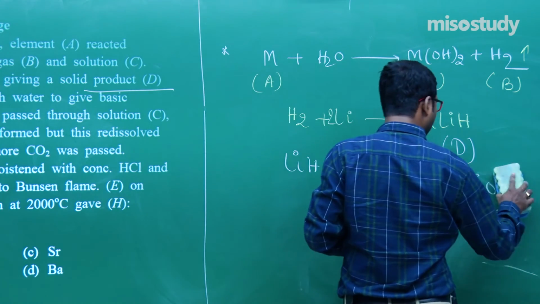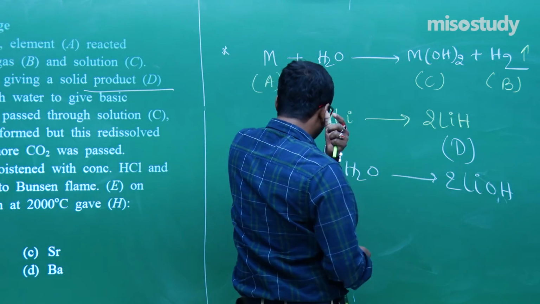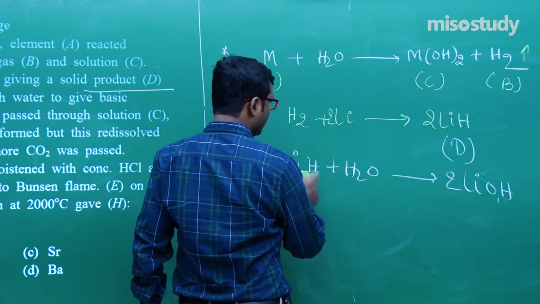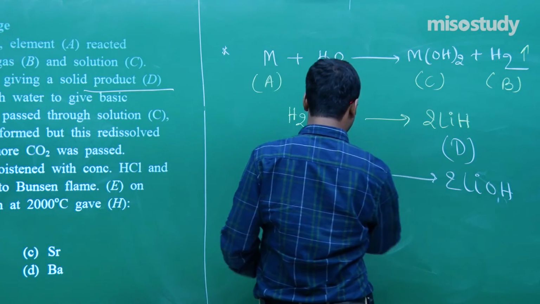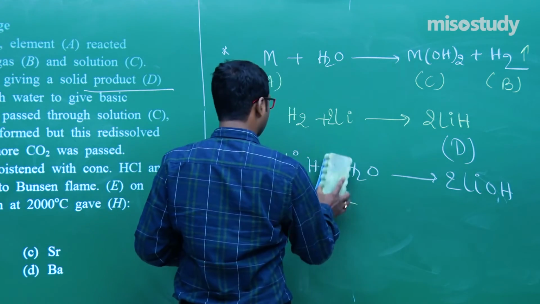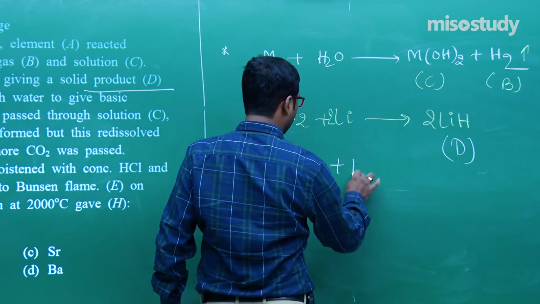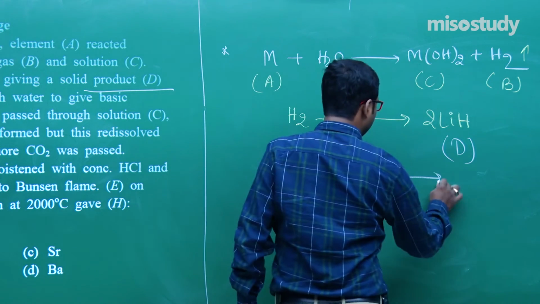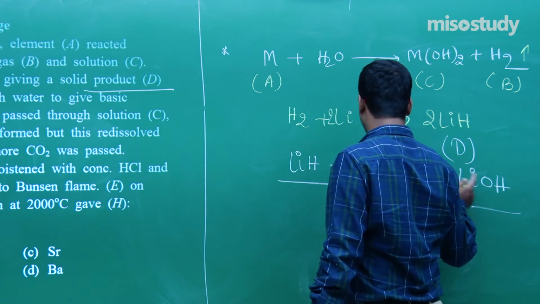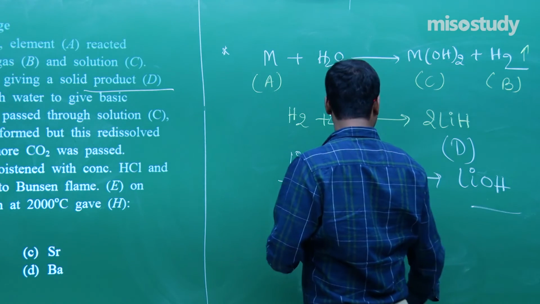As we know, alkali metal hydroxides are basic in nature. Clear to you? Now LiOH, wait for a moment, let me balance the reaction. LiH plus H2O gives lithium hydroxide, LiOH, plus H2. Then what will happen? Check it out.